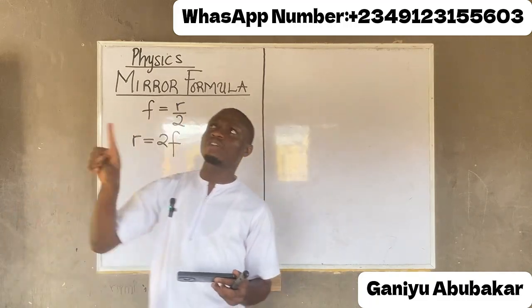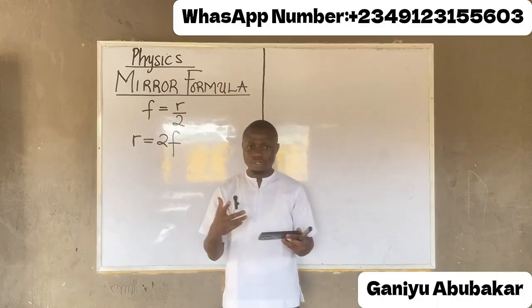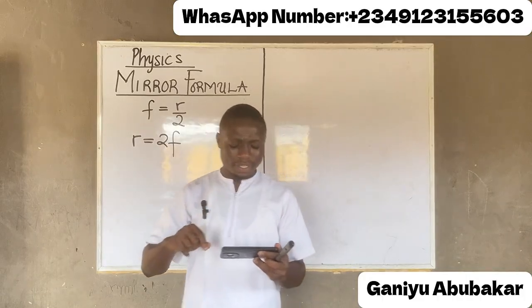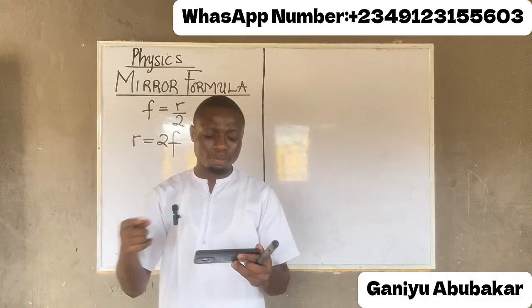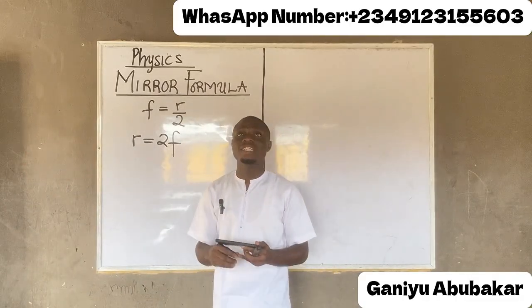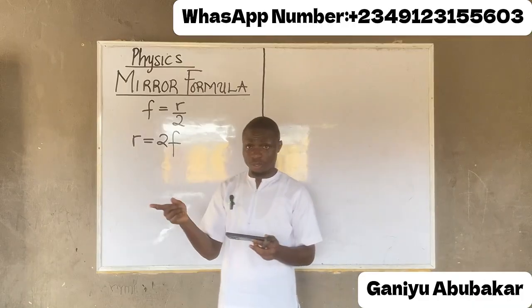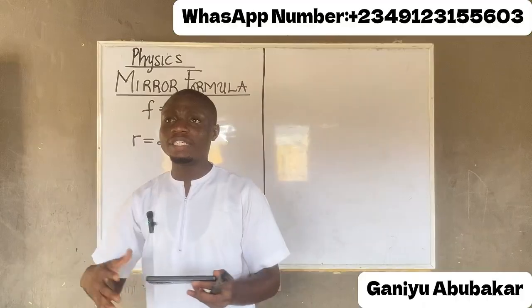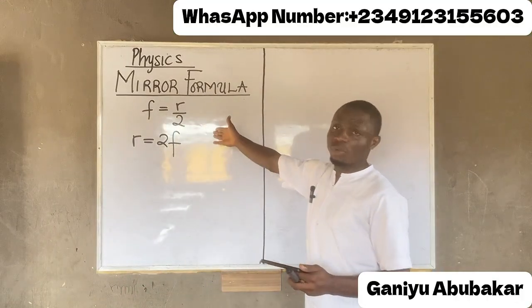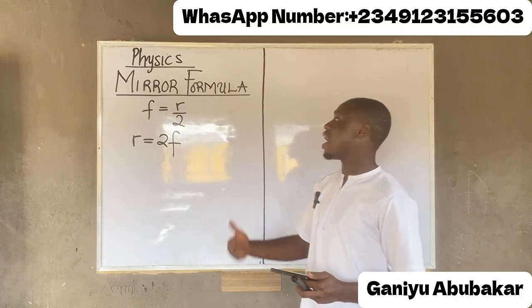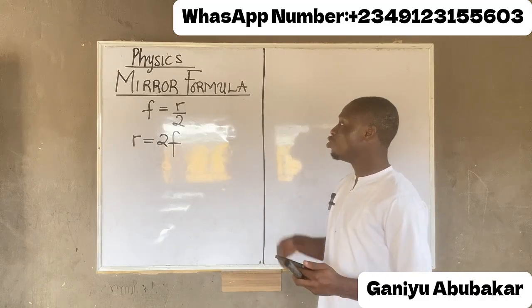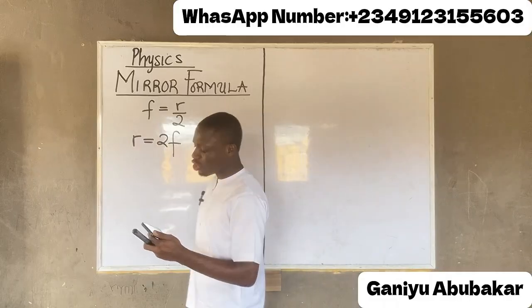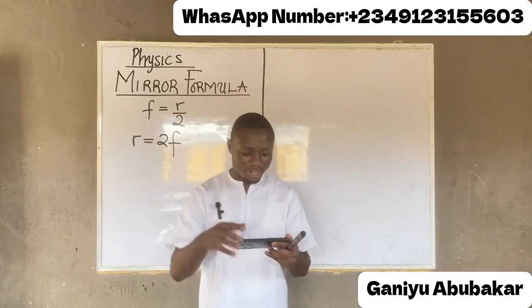That takes me back to when I was solving problems under mirror. I saw a question there. It says give the mathematical relationship between focal length and radius of curvature. So the relationship becomes F equal to R over 2, or R equal to 2F. This is the relationship between focal length and radius of curvature.